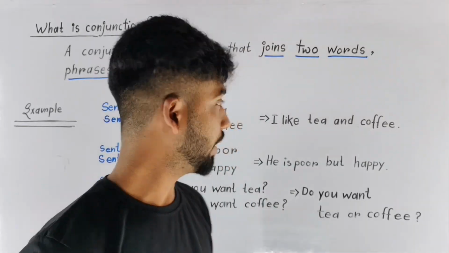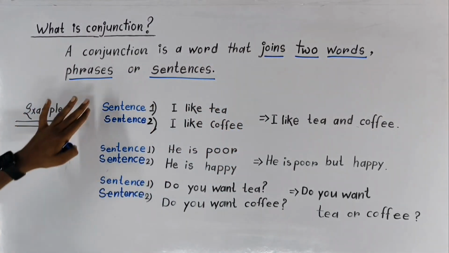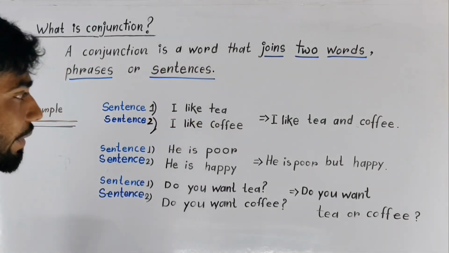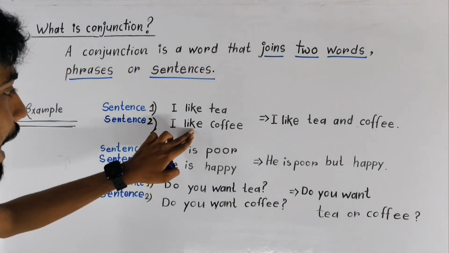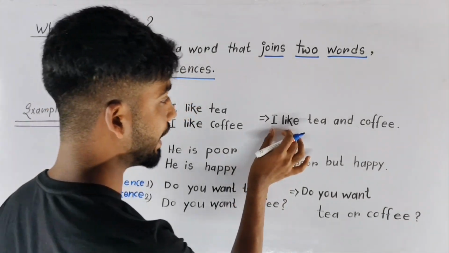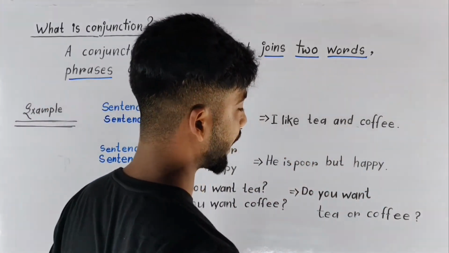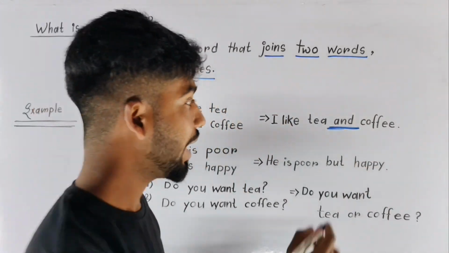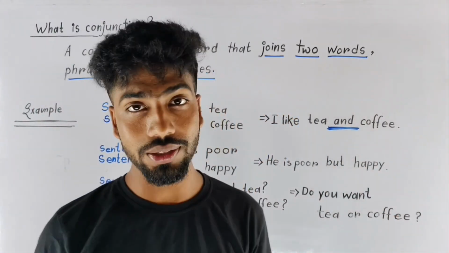For example, look at these sentences. Sentence number 1, I like tea. Sentence number 2, I like coffee. So the final sentence is, I like tea and coffee. Here, and joins two sentences. So and is a conjunction.